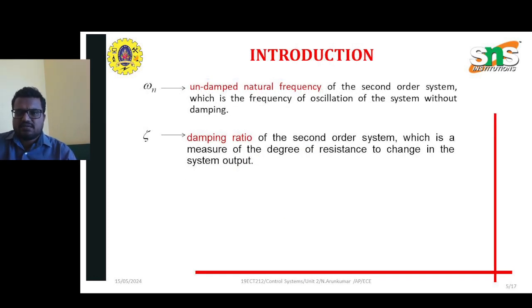The transfer function depends on two factors: one is omega n, and the other is delta. Omega n is the undamped natural frequency, which is the frequency of oscillation of the second order system without damping. The next one is the damping ratio, which is a measure of the degree of resistance to change in the system output. While considering the second order system, these two parameters are very useful to identify the frequency behavior of the control system.